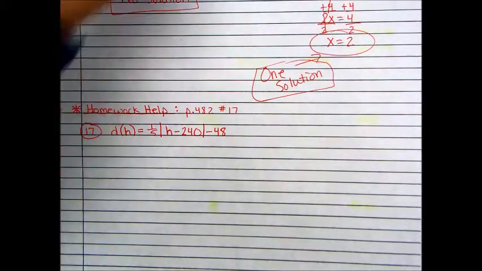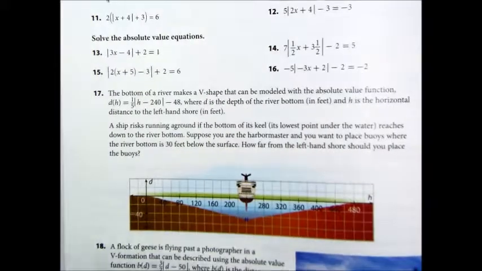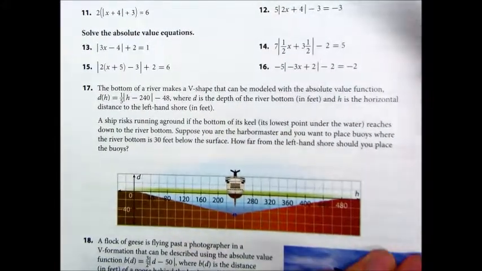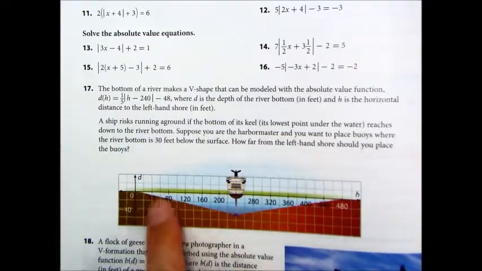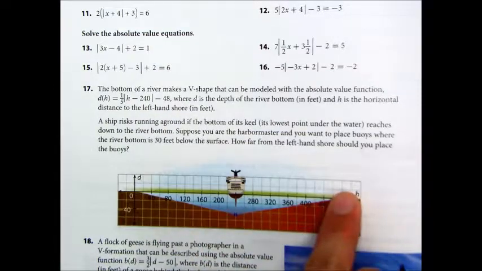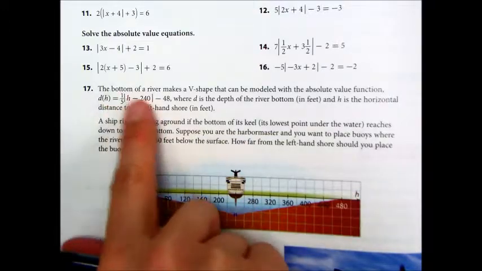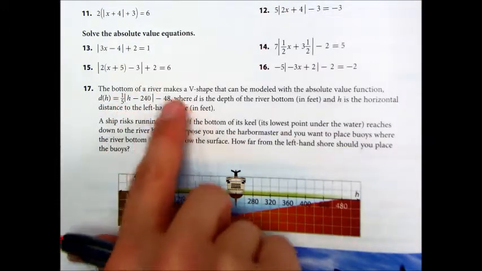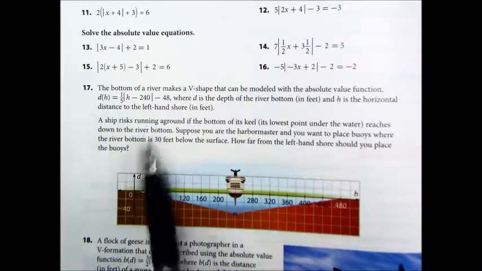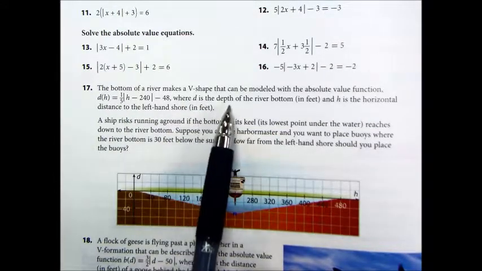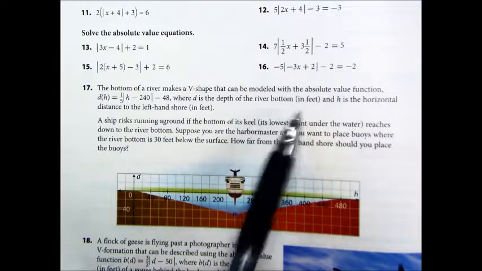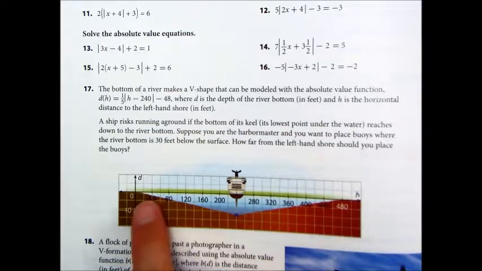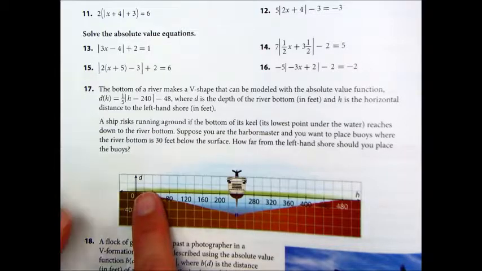Okay, all right. So if you're back with me here, number 17, let's read through it so we understand what the situation is, and then I'll show you where to plug everything in. Okay, this is the bottom of a river makes a V shape, that can be modeled with the absolute value function right here. So you're going to write this down on your paper. That's your function. It's important to understand what the letters mean, though. D stands for depth of the river bottom in feet, and then H stands for the horizontal distance to the left-hand shore.